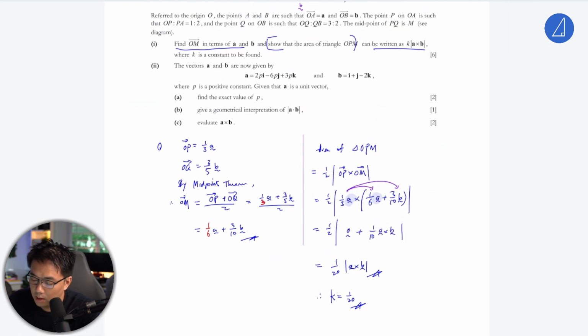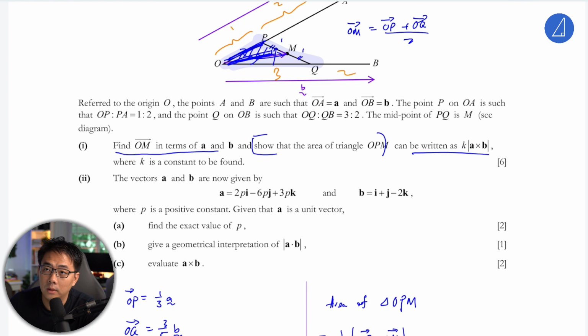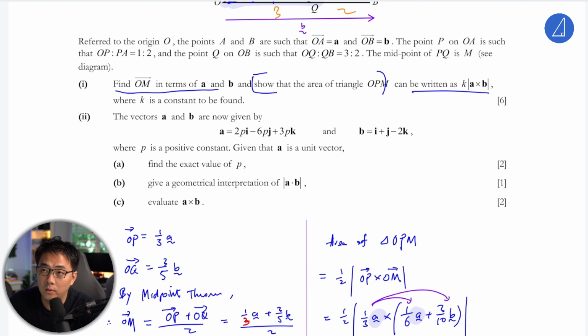I think it's pretty okay. Then we look at part 2. The vectors A and B are shown such that A is (2p, -6p, 3p) and B is (1, 1, -2). Given p is a constant. Given A is a unit vector, find the value of p.